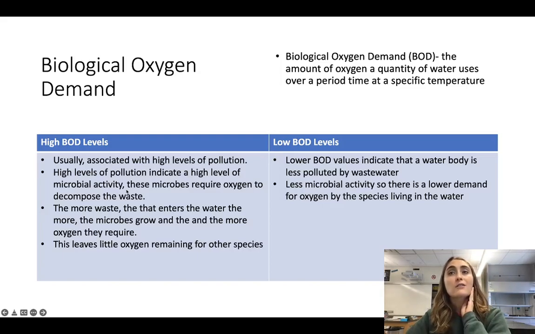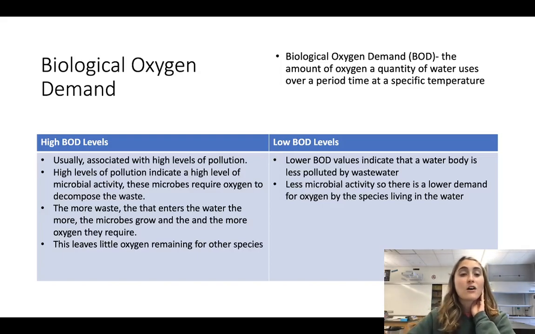So if there's a higher level of pollution, there's going to be less oxygen present, so the demand is going to be very high. Whereas if there's a lower demand, that probably means the water is less polluted, so there's probably a surplus of oxygen available to species in the water, so the demand is going to be much lower. And we'll talk about what causes or what drives those higher demands and why oxygen decreases.